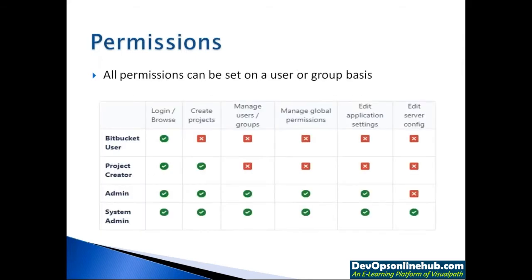So here is a common tabular information for the global permissions: Bitbucket users, project creator, admin and system admin. Those come in the category of global permission. As I said, it is more likely an admin permission. So we can create users, create projects and do all administrator tasks.